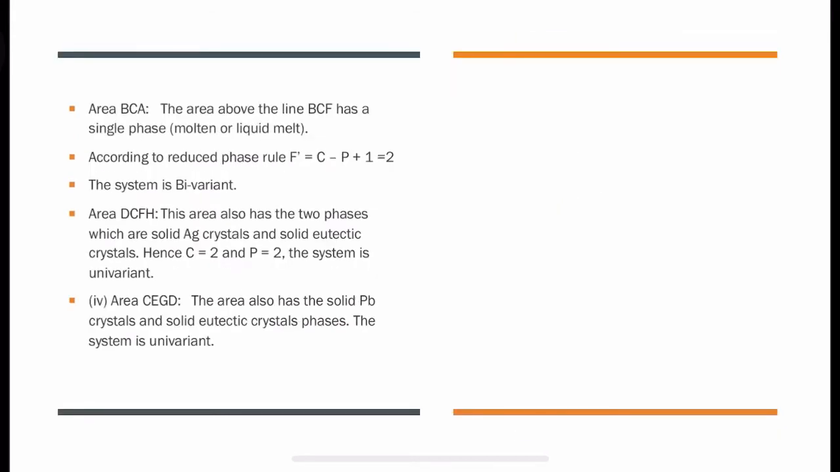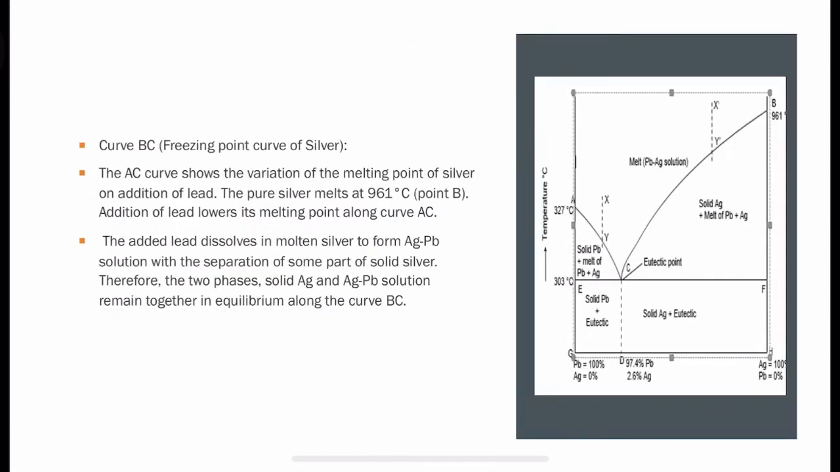So here also the degree of freedom is univariant, which means either temperature or composition must be fixed to define the system, because here also the component is 2 and the phase is equal to 2.